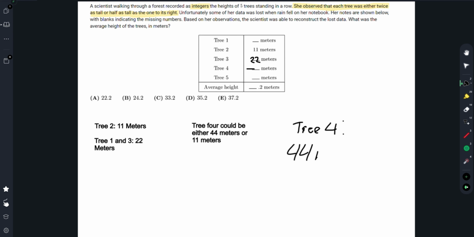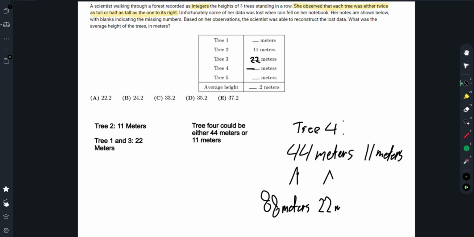is 44 meters, and we have the case of 11 meters. So if there's 44 meters, we could have tree 5 be 88 meters, which would be double. Or we could have half of it, which is 22 meters. So these are the options for tree 5.